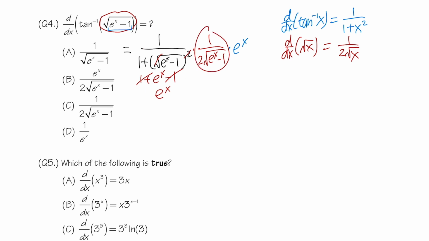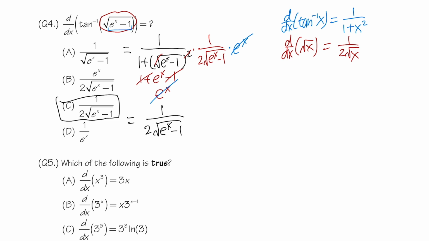Next one, this is pretty much it. Nothing can be simplified here. But notice we have this e to the x and this e to the x. They can cancel each other. So cross them out. So in fact, at the end, we just end up with 1 over 2 square root of e to the x minus 1. And that is C.